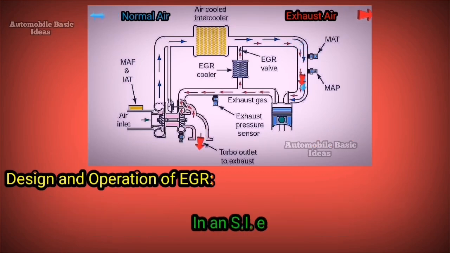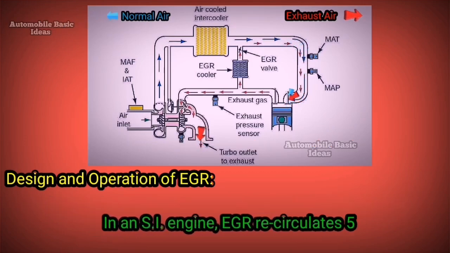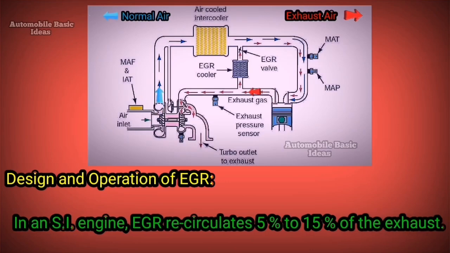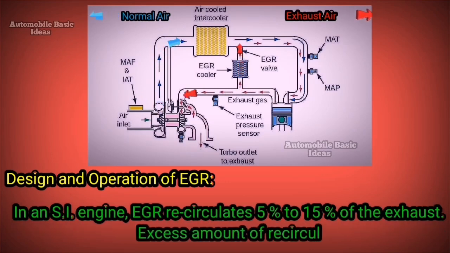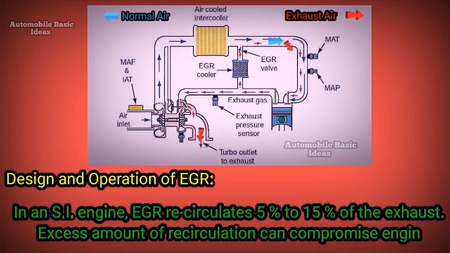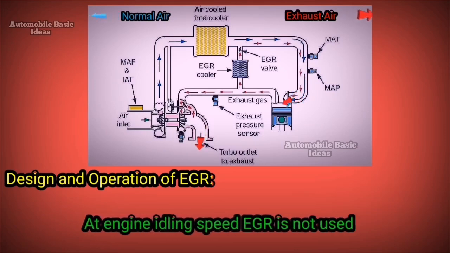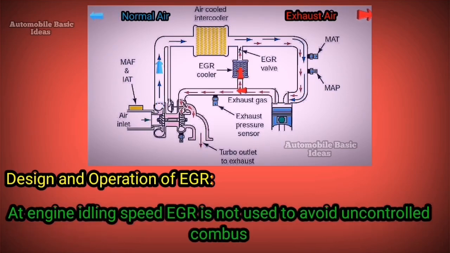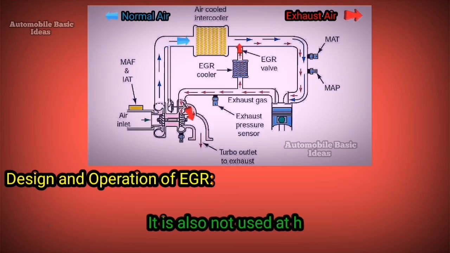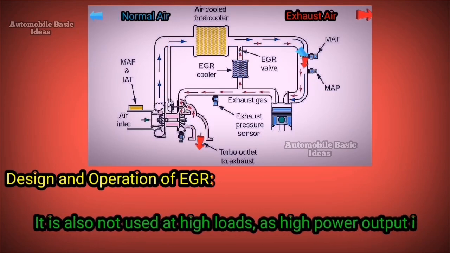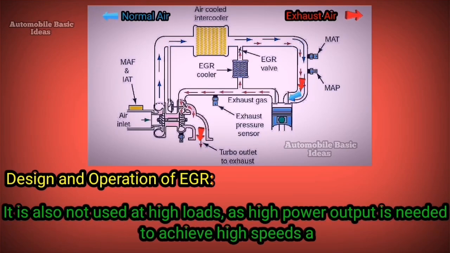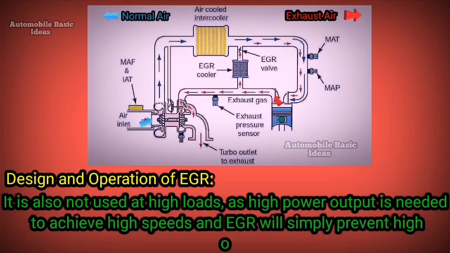In an SI engine, EGR recirculates 5% to 15% of the exhaust. Excess amount of recirculation can compromise engine efficiency. At engine idling speed, EGR is not used to avoid uncontrolled combustion. It is also not used at high loads, as high power output is needed to achieve high speeds, and EGR will simply prevent high oxygen intake.